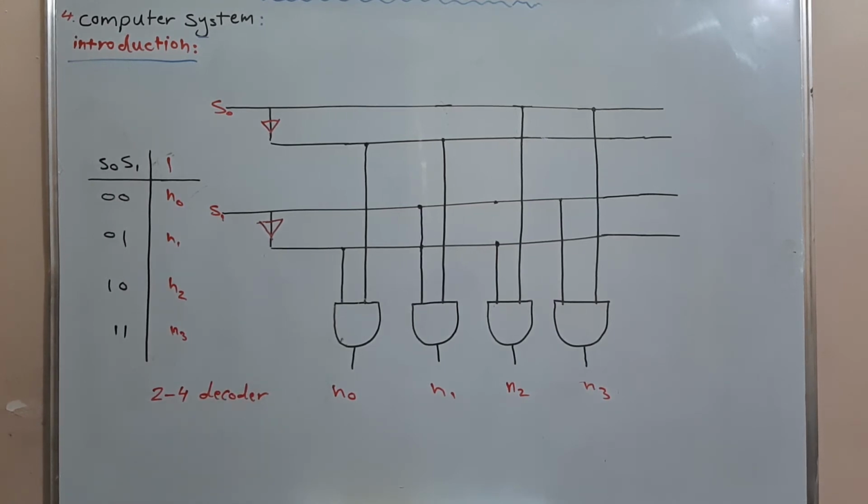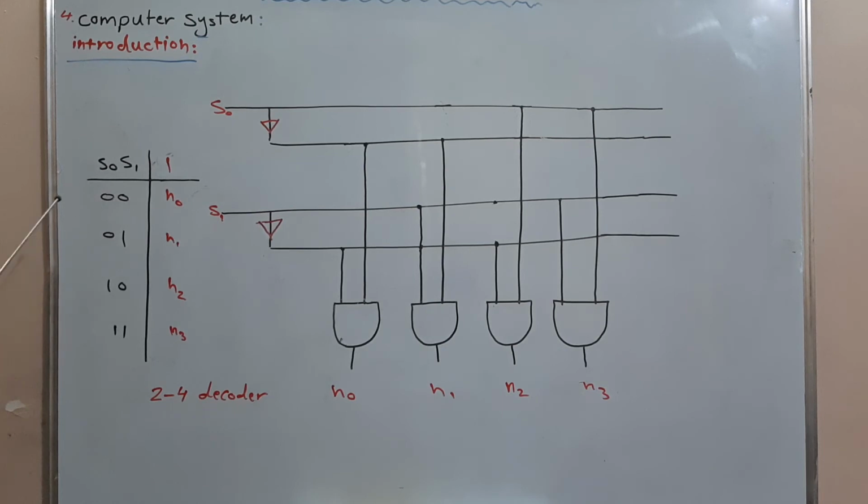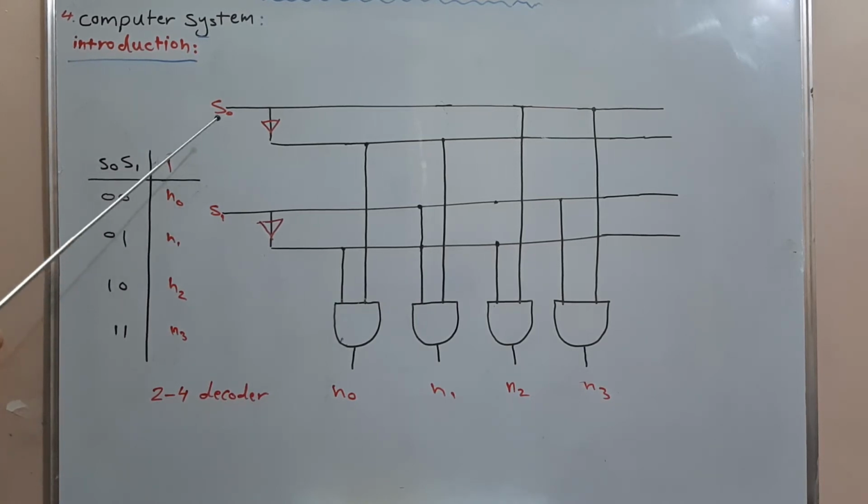The truth table of the decoder is this. When both the selection lines are 0, N0 will be 1, and when the first one is 0 and the second one is 1, N1 will be 1, and when the first one is 1 and the second one is 0, N2 will be 1, and when both are 1, N3 will be 1.